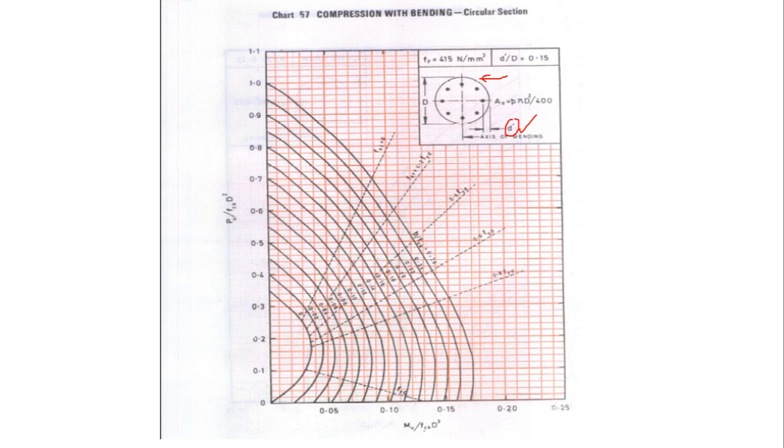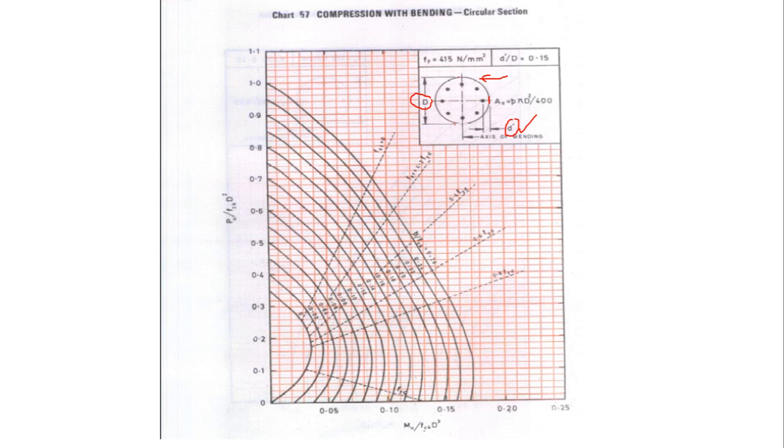So what is D dash? If you see, it is from the edge of the pile to the center of the reinforcement, clearly indicated in the figure. So from the edge of the pile to the center of the reinforcement is what is known as D dash. In other words, it is actually the effective cover. And then I have got the capital D. Capital D is marked from the top to the bottom, so that means it is the diameter of the pile.